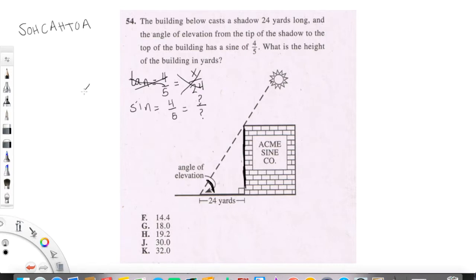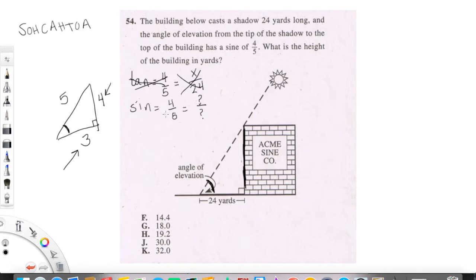So if we think about what a triangle looks like that has a sine of 4/5, here's our angle right here. Sine again is opposite, that's our 4, over hypotenuse, that's our 5. Now, this has got to look familiar to most of us. We have a hypotenuse of 5, a side of 4. What's the other side? It's going to be 3. And now we have the information we need. We have this 3 and this 4.